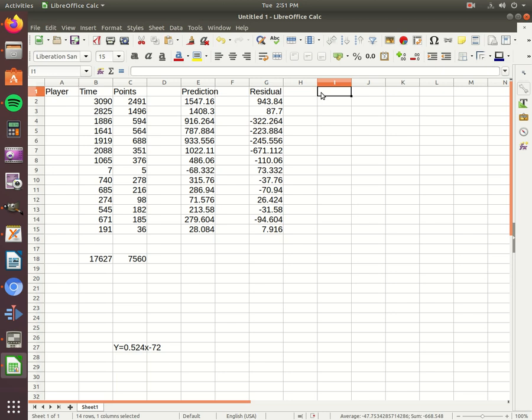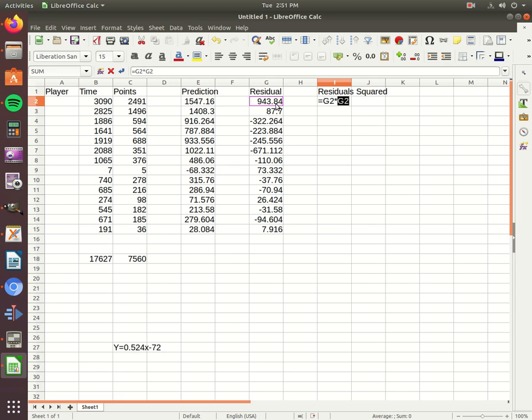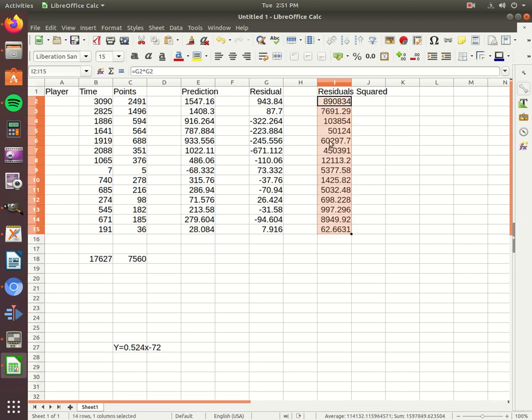But what we're going to do is square our residuals. So I'm just going to take this number here and multiply it by itself. And if I copy that down, it will do that. Again, you can see this one is just saying G9 times G9. It's just multiplying this number by itself. But the interesting thing is, some of the residuals are negative, but when we square them, they all turn positive. And now we'll just add this up.